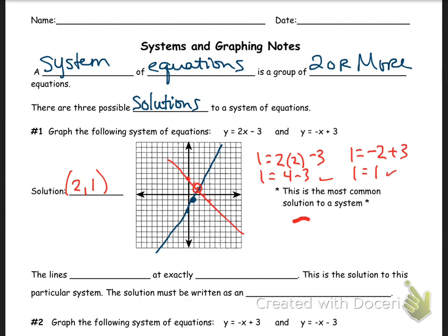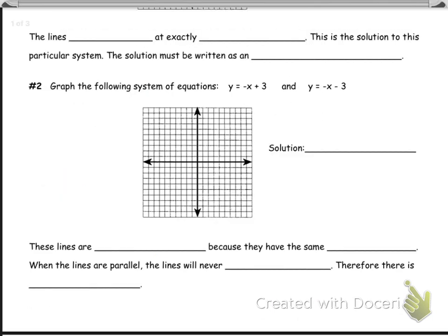So this is going to be your most common solution to a system. It says the lines intersect or cross at exactly 1 point. Okay, so this is the solution to this particular system. The solution must be written as an ordered pair. And again, one solution is the most common solution to a system.